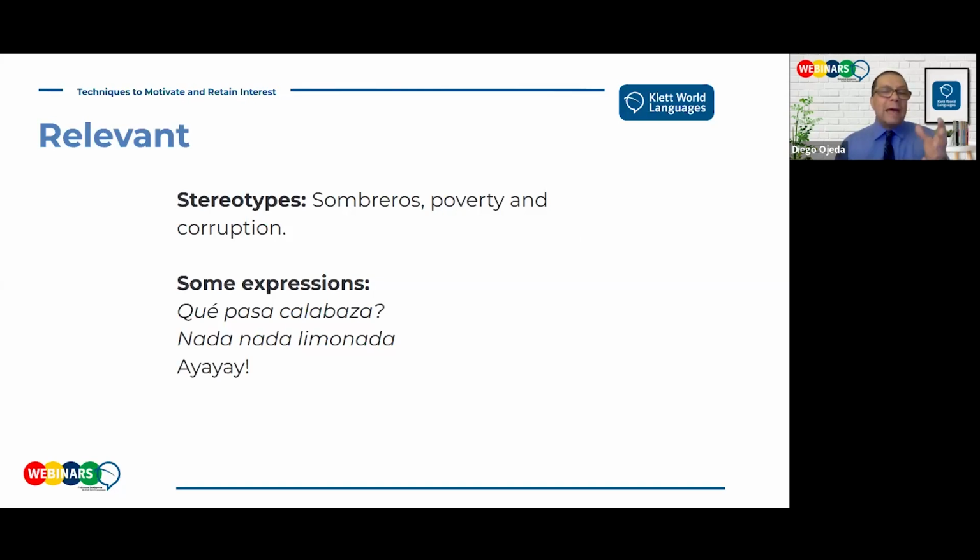For example, this happens also at the language level. In Spanish, I hear so many people greeting the students like, ¿Qué pasa, calabaza? Nada, nada, limonada. Or the expression that surprised me the most when I came to the United States, ay, ay, ay, ay, ay. I got so scared. I'm like, what are they saying? What are they saying?